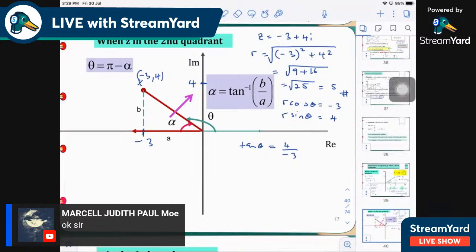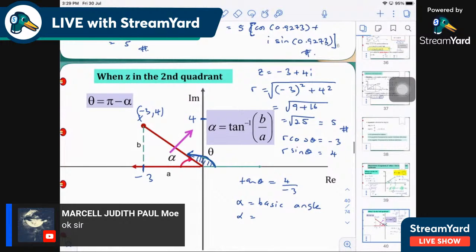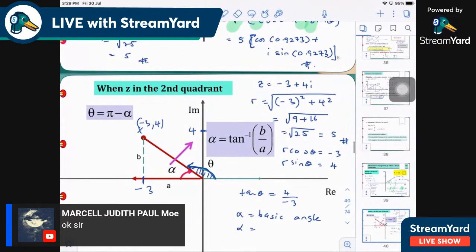So to find this theta, if I use shift tangent 4 over negative 3, I'm not going to get my answer. I will get negative 53.13, or if I change to radian, negative 0.927. So I'm going to find alpha first, which is my basic angle. Whenever we want to find the basic angle, we don't press the negative. So without pressing the negative, you press shift tangent 4 over 3. I'm very sure you all get 0.9273. Everybody agree with this?